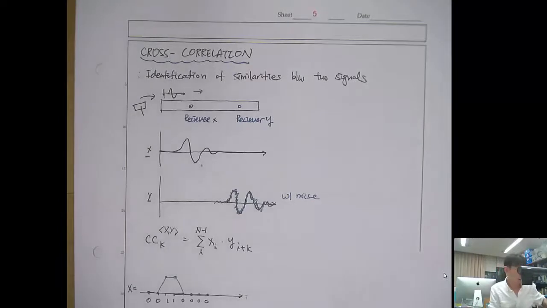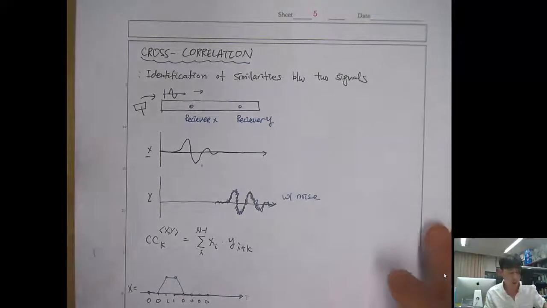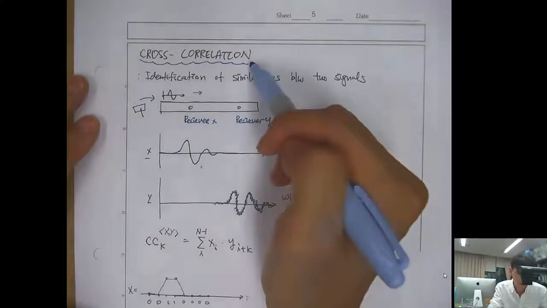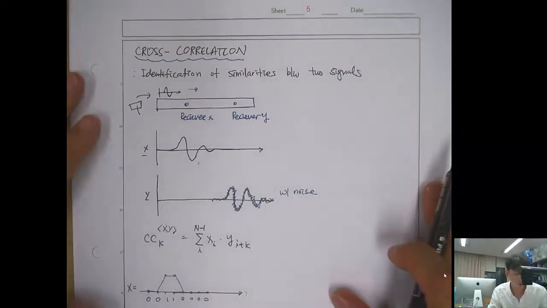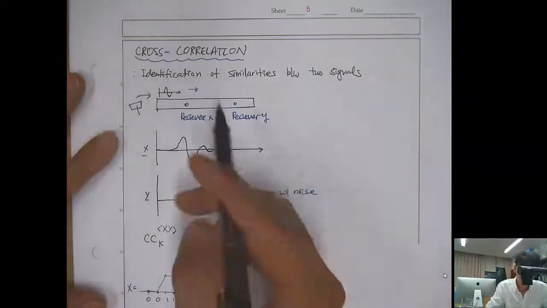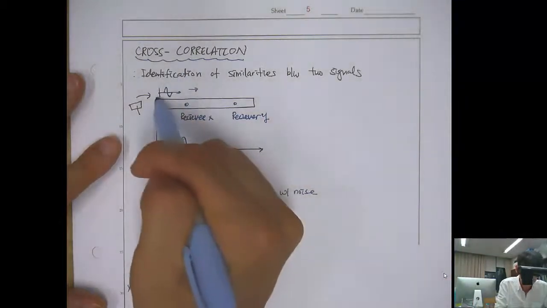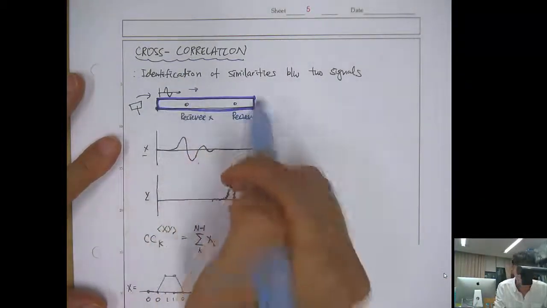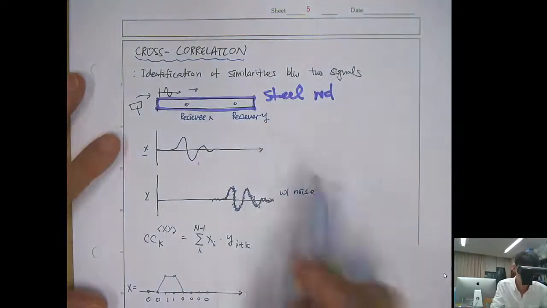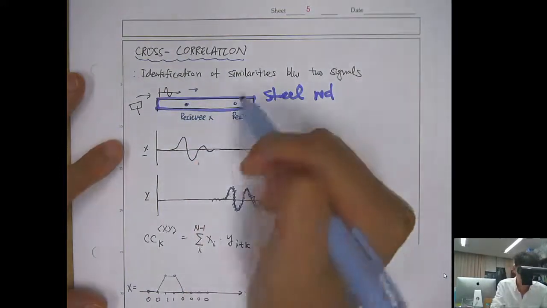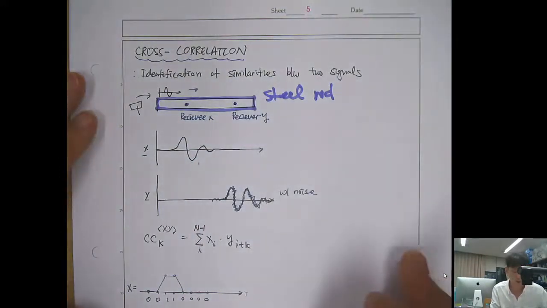Okay, so next topic is the variation of convolution operation. So it's similar to what convolution is. Cross correlation is something people widely use to identify the similarities between two signals. Let's say that we have a steel rod here. Could be a steel or concrete rod like this, and you have a receiver at X location, and you have another receiver at the Y location.